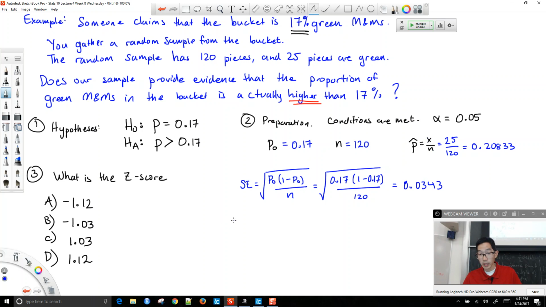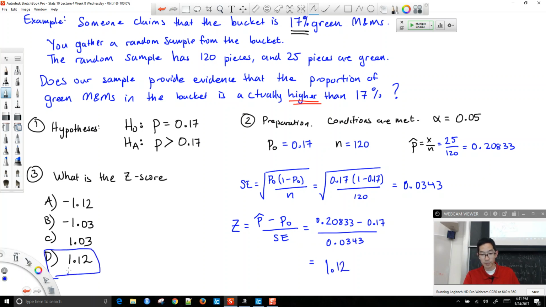My z-score then is p hat, what I observed, minus what I expected from the null hypothesis, divided by the standard error. So I have 0.20833 minus 0.17 divided by the standard error, and I get positive 1.12. So that's my z-score.